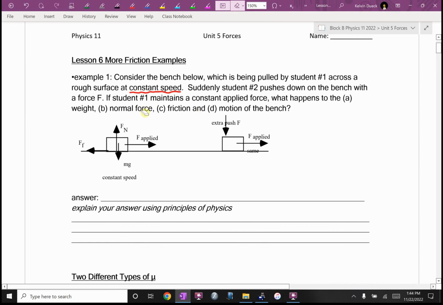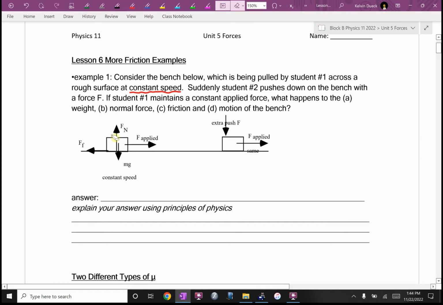If Yosef maintains the constant applied force as before, what happens to A, the weight, B, the normal force, C, friction, and D, the motion of the bench? You know what's going to help me answer this, Yosef?